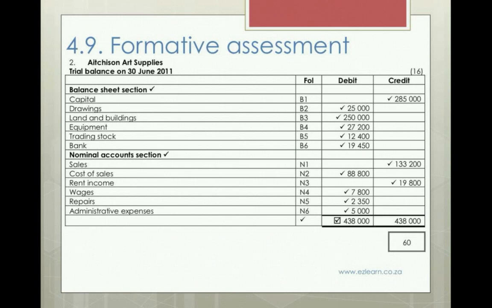Give yourself a mark out of 60 for the entire formative assessment. You can now go on to exercise 4.10. In exercise 4.10, you are given transactions and journals in which to complete the transactions. From that, you will then use trial balance figures and the journals you created to complete the general ledger accounts. In other words, this is a consolidation exercise of everything you have learned so far in Chapter 4.